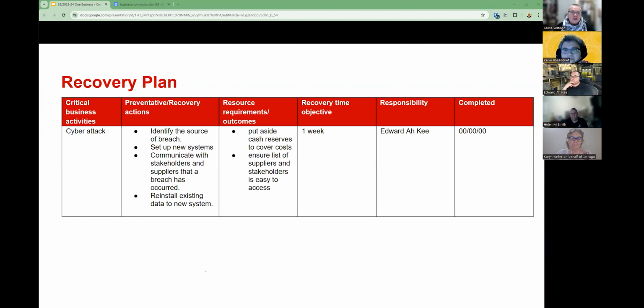So this is an example. So we've got our preventative and recovery actions, resource requirements. So if we have a cyber attack, identify the source of the breach, set up new systems, communicate with stakeholders and suppliers that a breach has occurred.